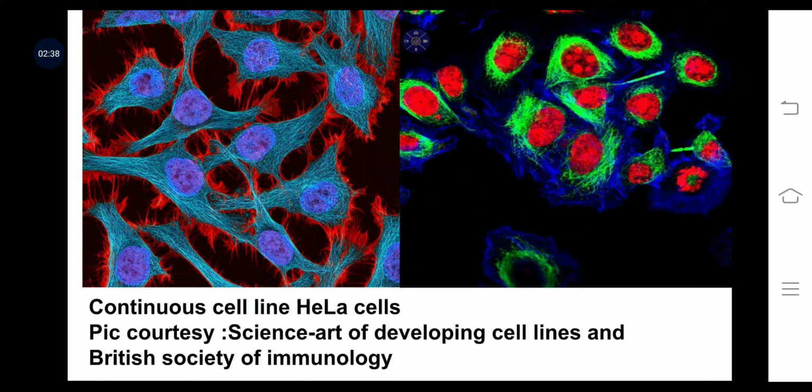So here is a picture of continuous cell line HeLa cells. The picture courtesy is taken from Science, Art of Developing Cell Lines, and the second picture is taken from British Society of Immunology's paper. So you can see the continuous cell lines here.